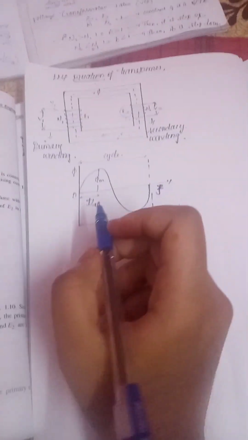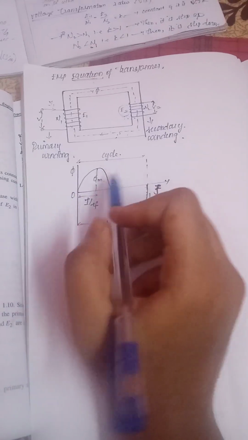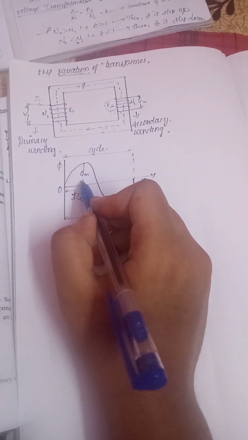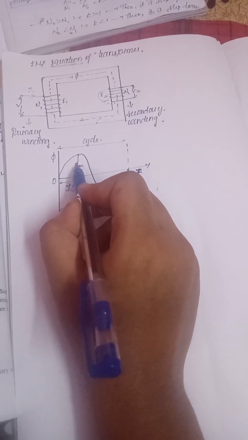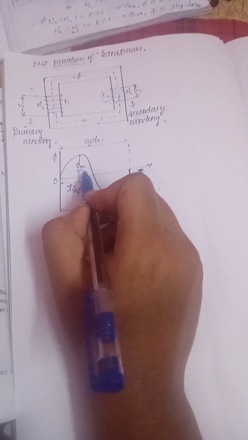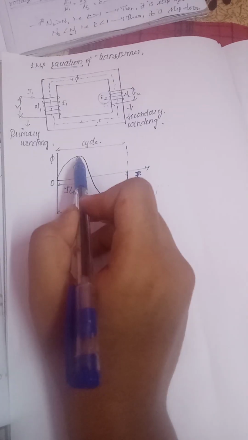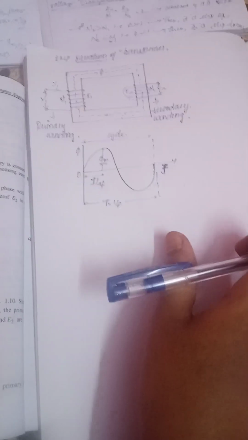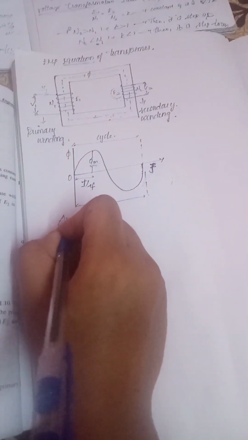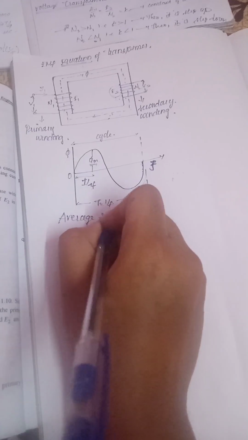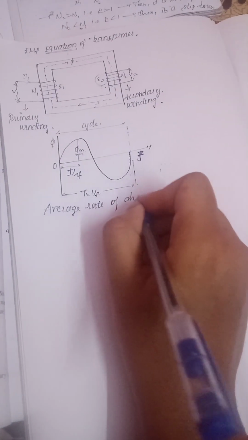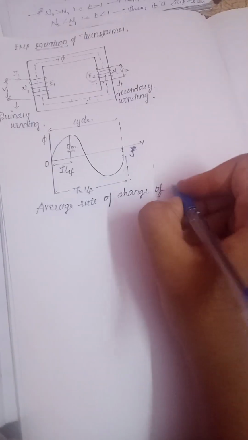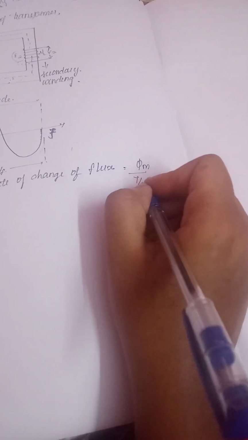So there is a change in the flux, right? From 0 it reaches its maximum flux. The maximum flux is denoted by phi m. It reaches its maximum value at one quarter of the cycle. So we have to find the average rate of change of flux, which is equal to phi m by T by 4.